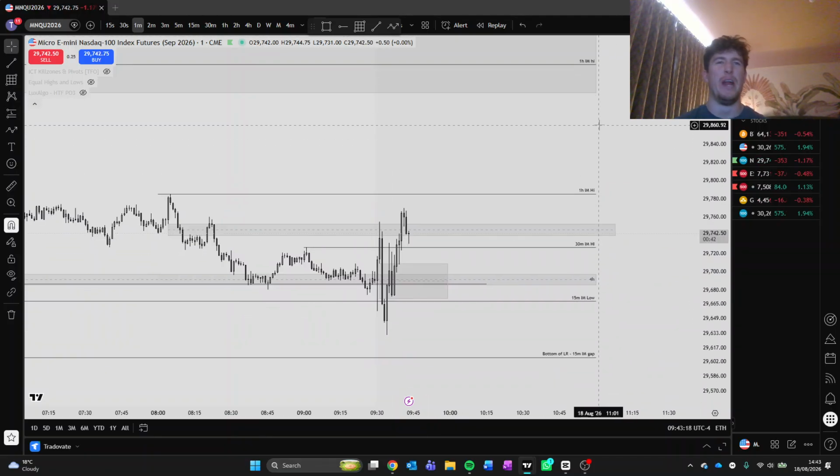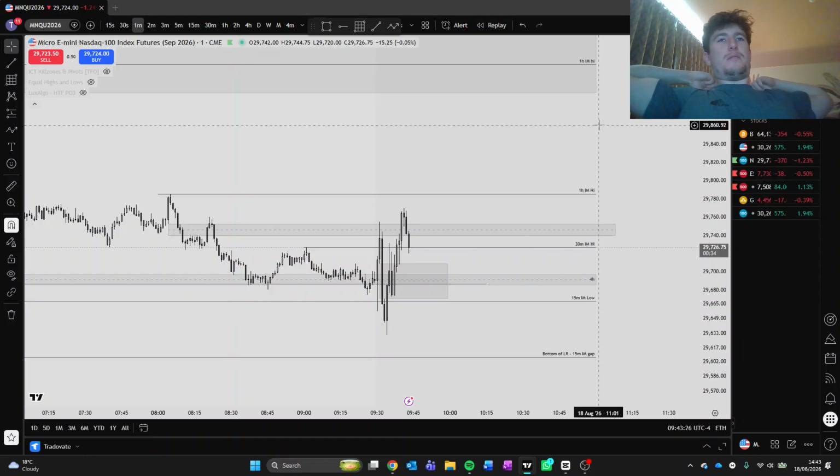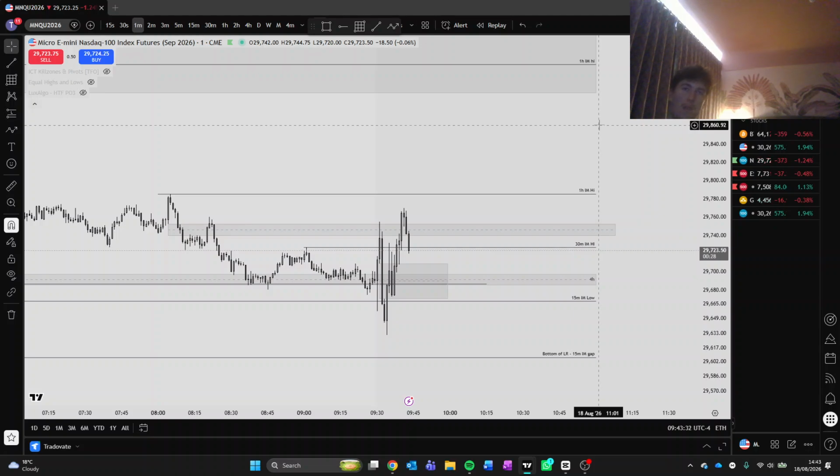But never really is like this short. We're short the 1 hour high. Oh yeah, I think we're building. I think we're building more LR here. I need lunch, yo.